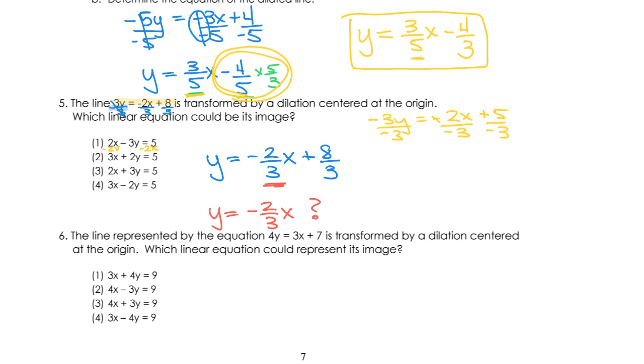And right here, that's going to change into a positive 2/3 slope. And that is not the same as my slope right here. And remember, slope has to be the same. So close is not good. They have different signs, and so therefore they're not the same.